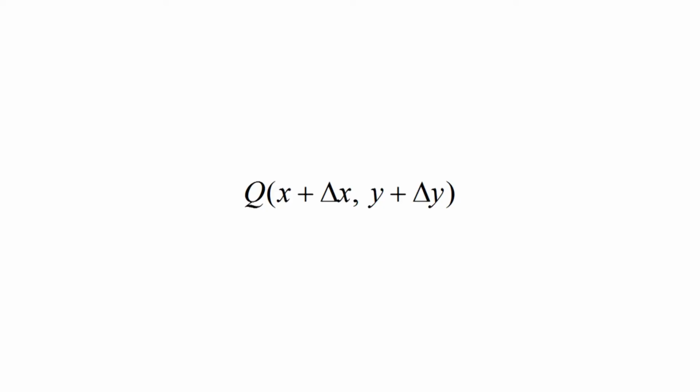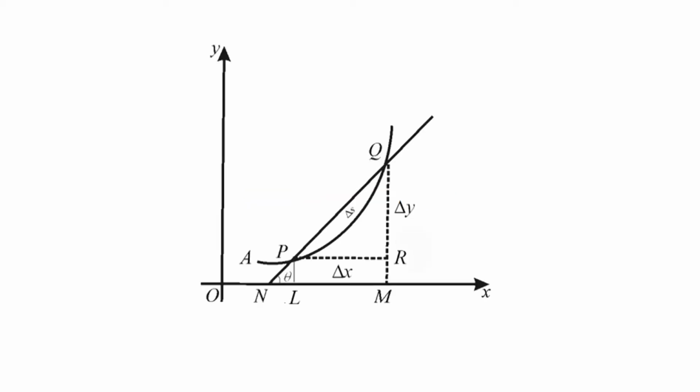Also, let A be a fixed point on the curve and P of x, y and Q of x plus delta x, y plus delta y be any two neighboring points on it. Let the length of arc AP measured from the fixed point A be of length s and length of arc AQ be s plus delta s. Then the length of the elementary arc PQ is delta s.